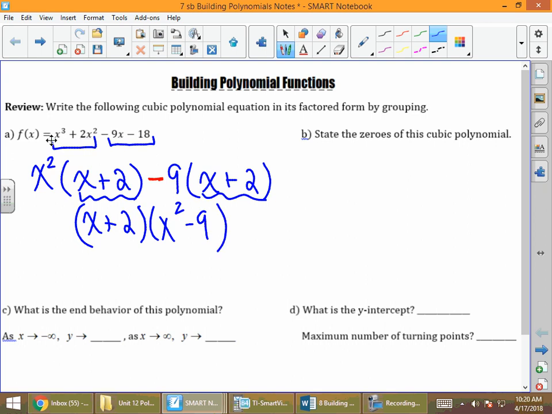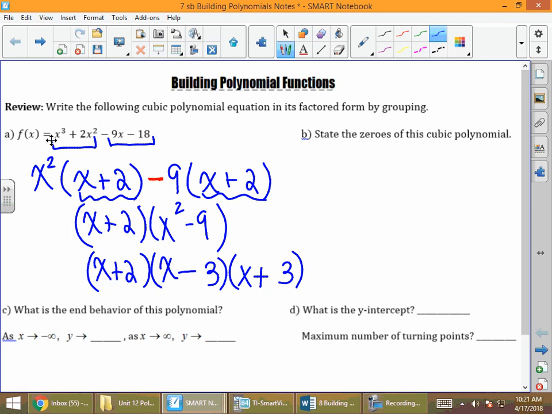The thing is, if you're really looking closely at this, you would raise your hand and say, we're not done factoring. Because we can factor a little bit more. The x squared minus 9 can be broken down when we take the square root of x squared, which is x, and take the square root of 9, which is 3. Difference between two squares, different signs. And now it's completely factored.